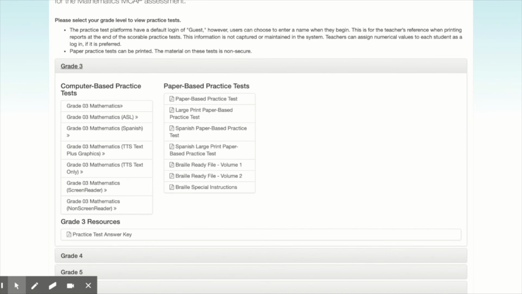Now, one of the great things that you can also use at home is that there's a practice test answer key. This is a way that you can assess your children at home if the scoring isn't necessarily done right away. Now, the computer can score certain questions and let your child know at the end if it's correct, but some of those other questions where they're going to have to explain their answers and show their work, those are the ones that they're not going to be able to get scored online.